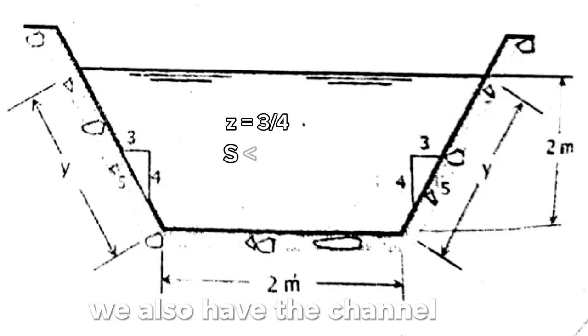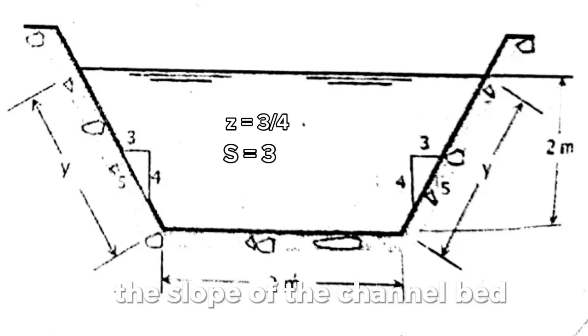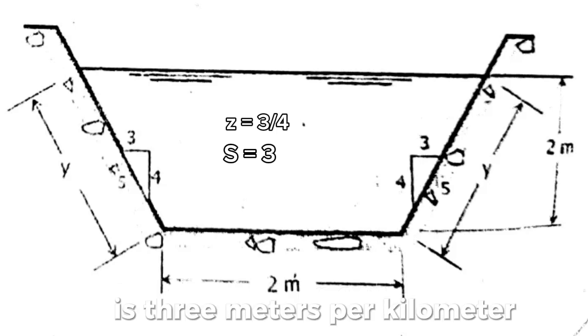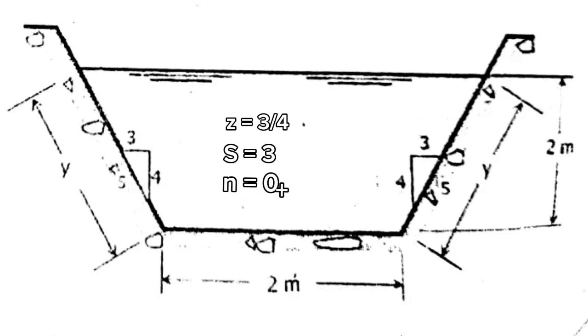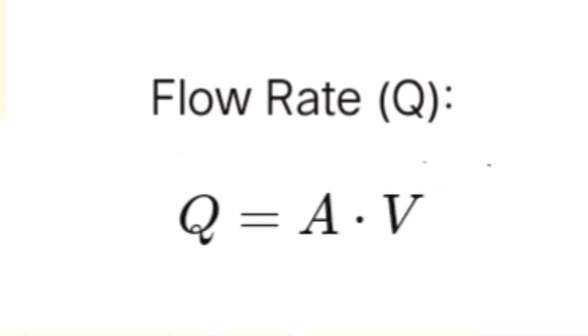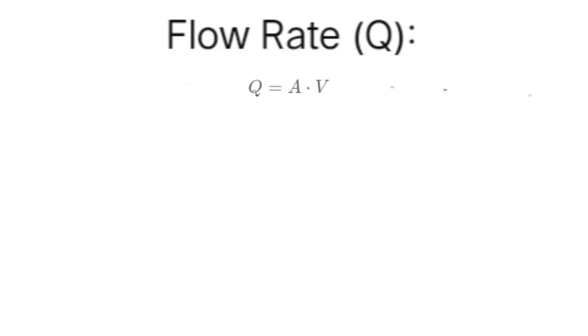We also have the channel slope S. The slope of the channel bed is given as 3 meters per kilometer. Also, the Manning's roughness coefficient n, a coefficient that accounts for the roughness of the channel surface, is given as 0.013. So now, we're going to solve the flow rate using the continuity equation, where the flow rate is the product of the flow area and the velocity. Using this equation, we can solve for our flow rate, where Q is the product of the flow area and the velocity. But first, we need to know what our area is.